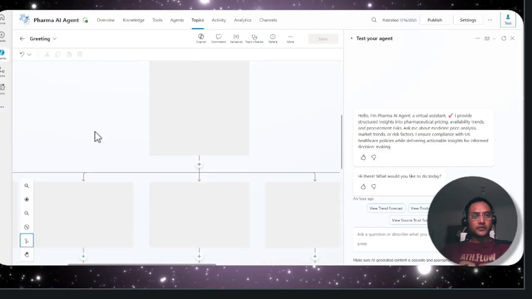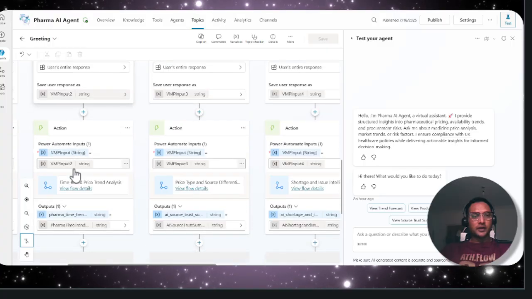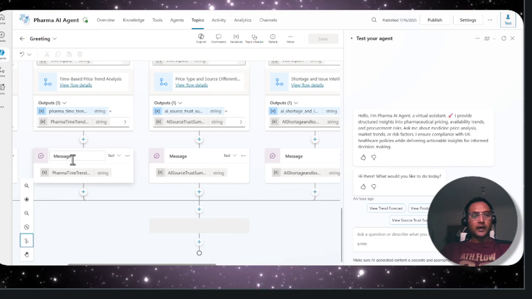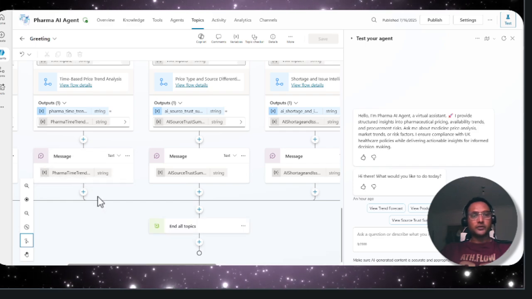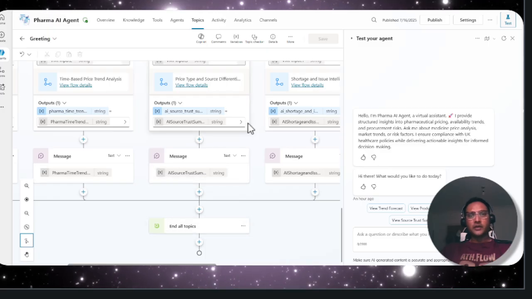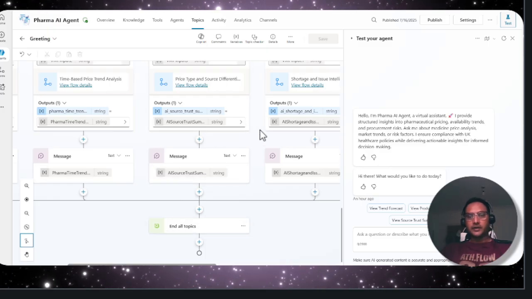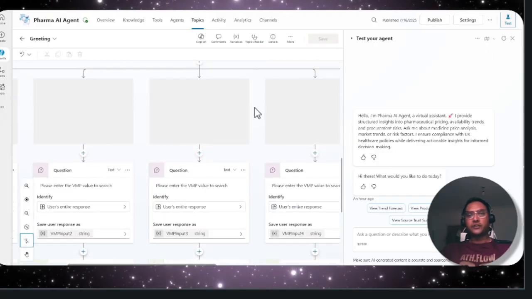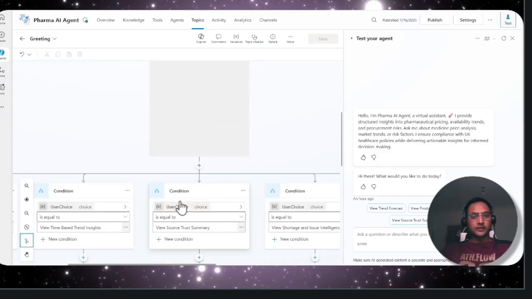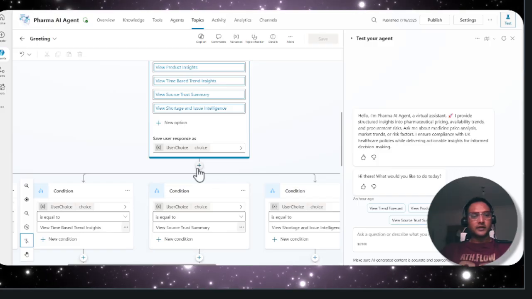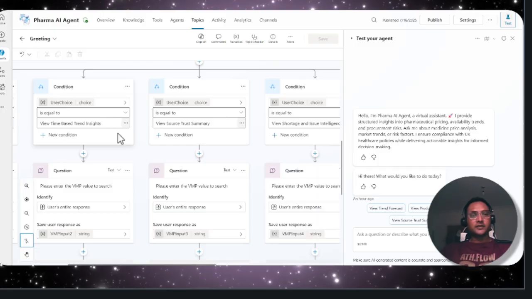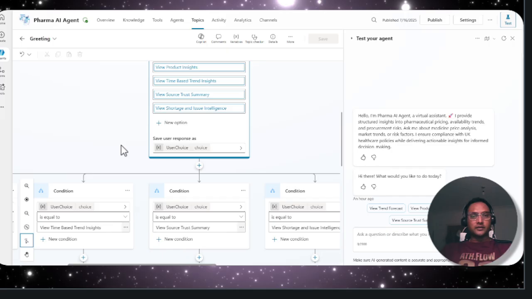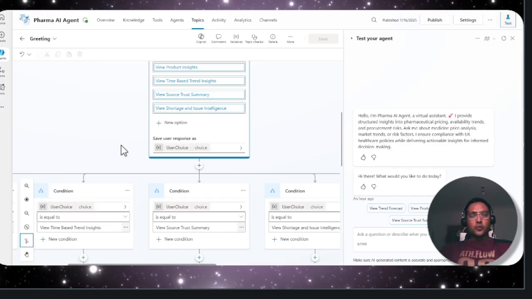So I'm asking a question, and then I'm adding an action here. And on top of that, I need to add a message which gives your output. So that is how this topic has been set. You can have multiple topics here. If you have 10 different scenarios, for each of the scenarios, you need to define this. This is the condition, and the condition is just selecting these options and then how the agent should respond to it.